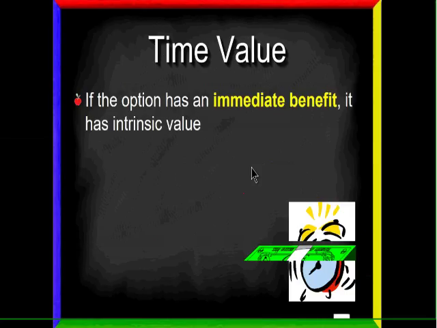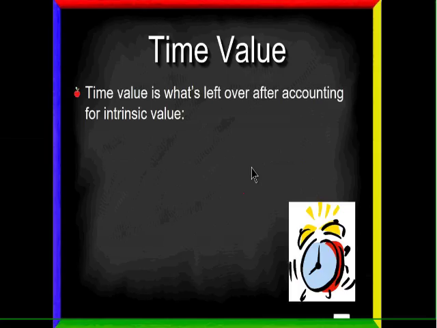The time value is what's left over after we've accounted for the intrinsic. So let's do an example. If the stock is 105, and let's say we look at a $100 call option, that's our strike price, and we see that it's trading for 8. How much intrinsic value is there? I have the right to pay 100 for something that's worth 105. Is that an advantage? Is there an immediate benefit in that option? Sure. $5. There's $5 of intrinsic value.